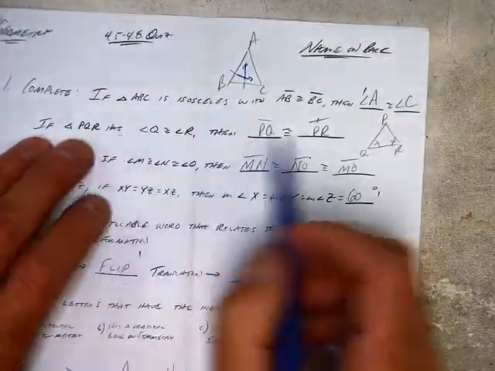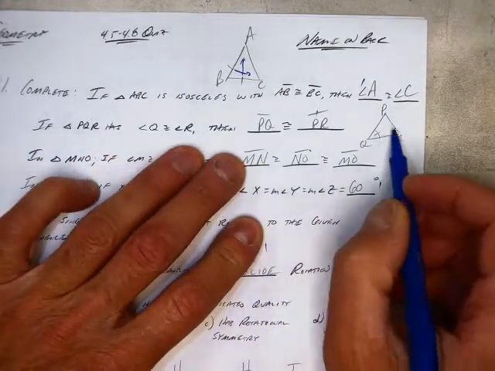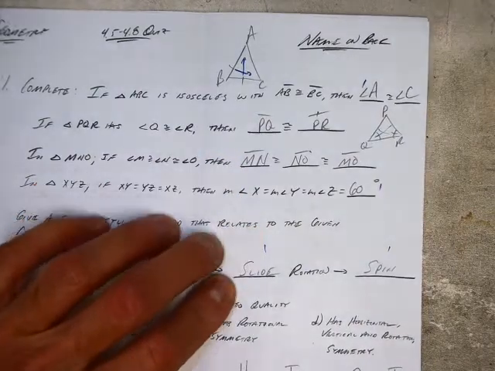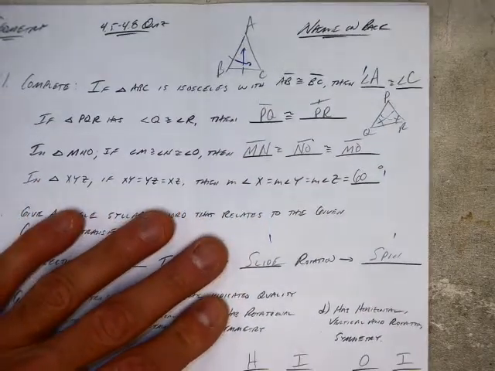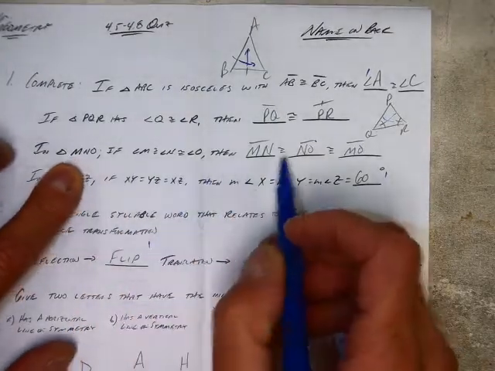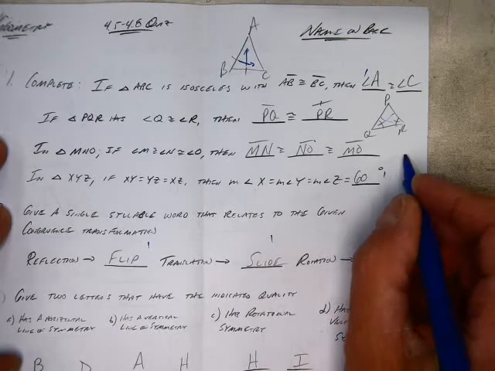Same thing here, PQR, this was a commonly missed one. Angle Q is congruent to angle R, so there's my Q and R. So PQ is congruent to PR. Okay? And going down, if M, N, and O are all the same, then all three sides are the same. Okay? Most commonly missed one is right here.